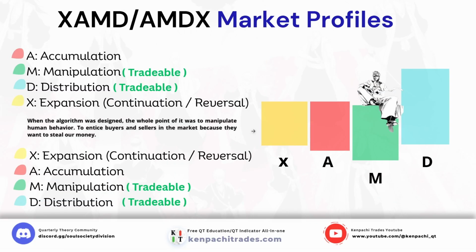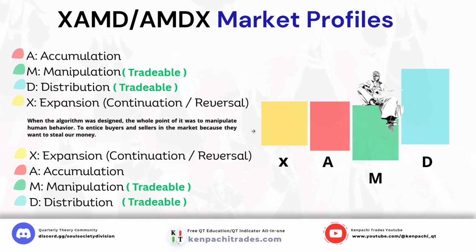Now let's talk about the two main market profiles in the quarterly series, AMDX and XAMD. But first, why does any of this even exist? When the algorithm was designed, the whole point of it was to manipulate human behavior, to entice buyers and sellers into the market because they want to steal our money. And once you understand that, everything starts to make sense. So let's break down each letter.